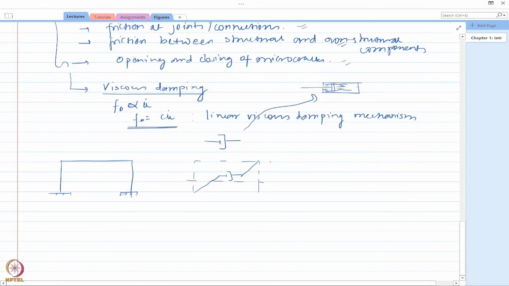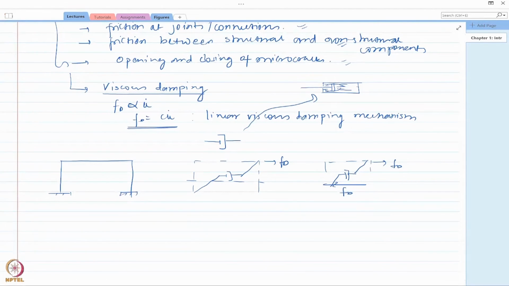So if we apply a force Fd here, what would the resisting force in this frame be? Consider something like this, can I cut the structure at some point? Here it would be Fd, the same force would be applied here. So this is the damping mechanism that we consider. Once that is clear, now let us get into the third part, which is the equation of motion.